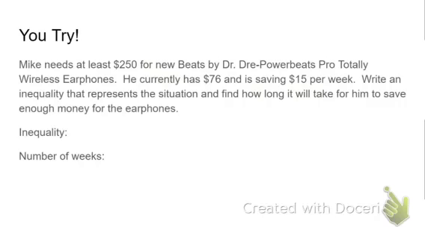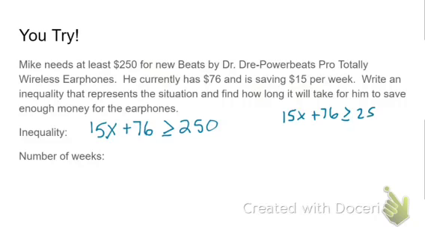Okay, so hopefully you got your answer worked out here. The inequality that you should have is $15 per week plus the $76 we had has to be greater than or equal to the $250 that these beats are going to cost us. So when we go to solve this, you should have 15x + 76 greater than or equal to 250. Start by subtracting that 76 on both sides. And you should have that 15x has to be greater than or equal to 174.